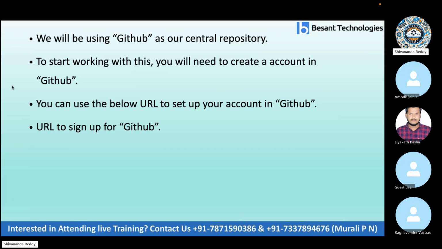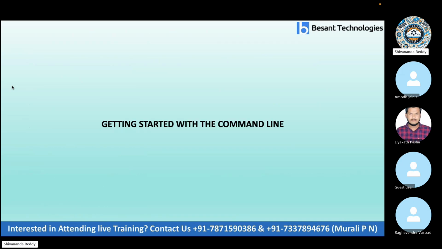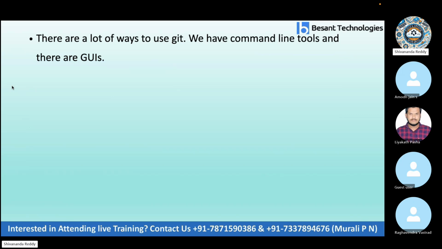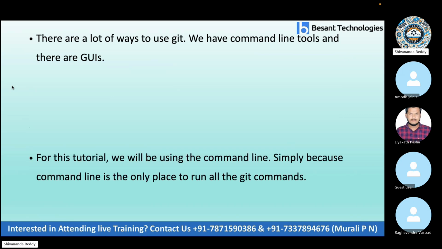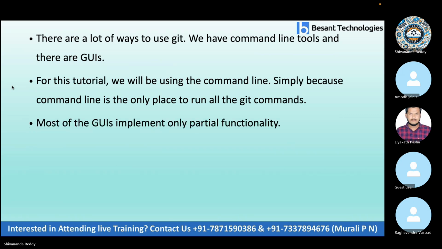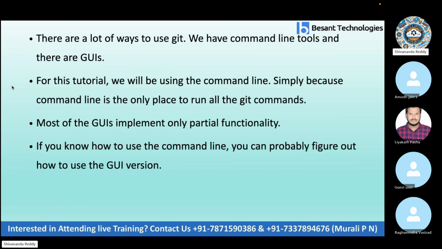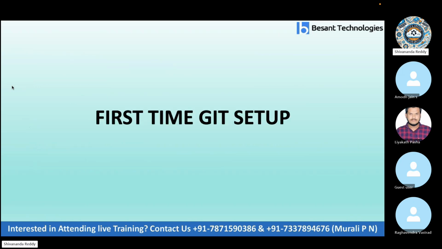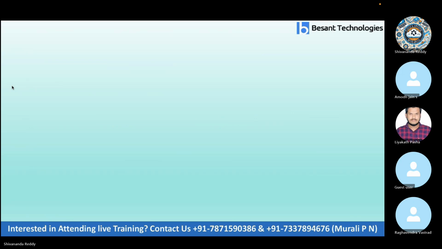The URL to sign up is like this. Getting started with the command line. There are a lot of ways to use Git. We have command line tools, and there are GUIs also. For this tutorial, we'll be using the command line simply because the command line is the only place to run all the Git commands. Most of the GUIs implement only partial functionality. If you know how to use the command line, you can probably figure out the GUI versions also. First-time Git setup.